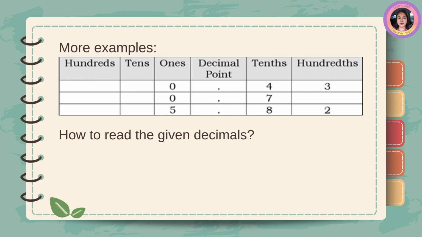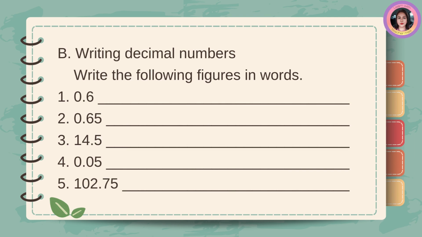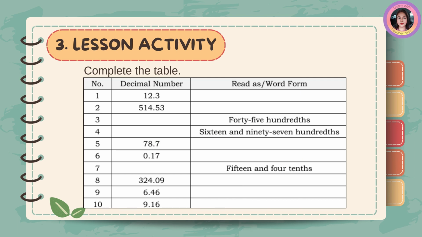Let's have more examples. How to read the given decimals. 0.43 is read as 43 hundredths. 0.7 is read as 7 tenths. 5.82 is read as 5 and 82 hundredths. Answer the following. Writing decimal numbers. Write the following figures in words. Answer the following activity. Complete the table.